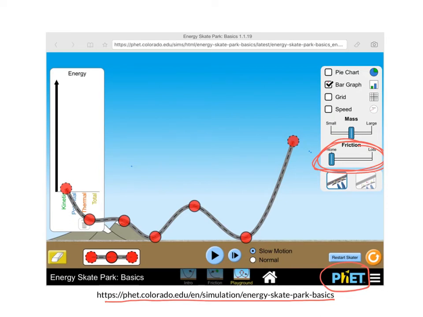So I'm going to go ahead and restart the skater, and notice at the beginning you've got only potential energy. As he comes down the ramp, you see the kinetic energy getting bigger and the potential energy getting smaller, the bar over there on the left. And when he goes up a hill, the blue potential energy bar gets bigger and the green kinetic energy bar gets smaller, and so on.